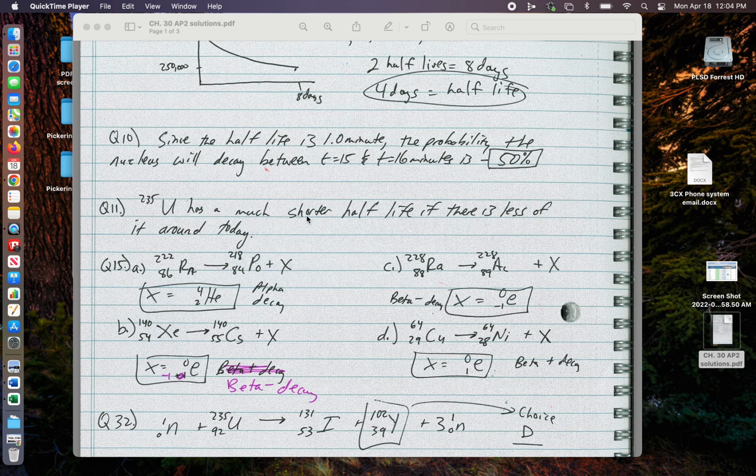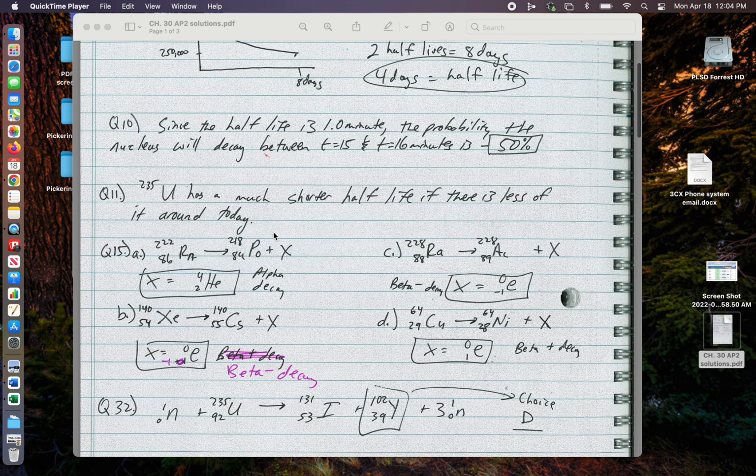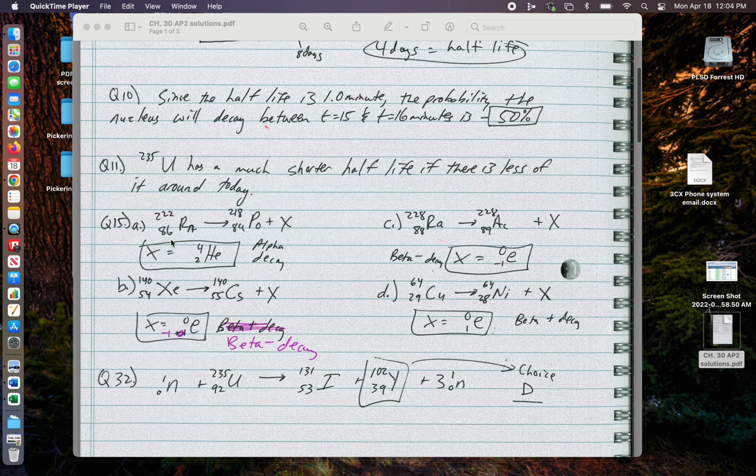Q11, U-235 has a much shorter half-life, so there's less of it around a day. It said that both U-235 and U-238 were created at about the same amounts in a supernova explosion about 6 billion years ago. So in the center of the Earth today, there's much less uranium-235. That's actually why it needs to be enriched when they get nuclear fuel for power plants.